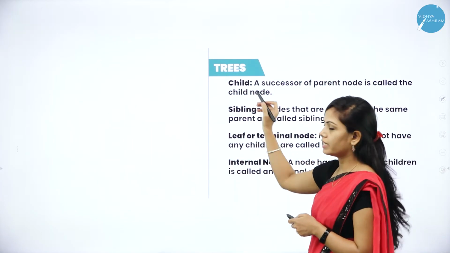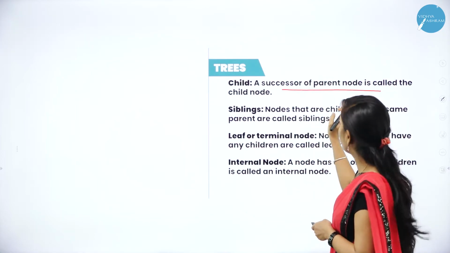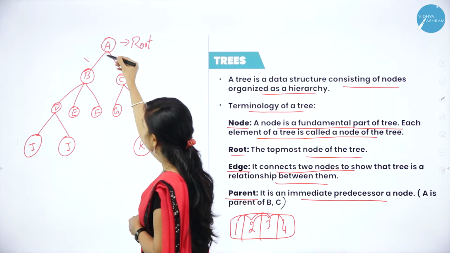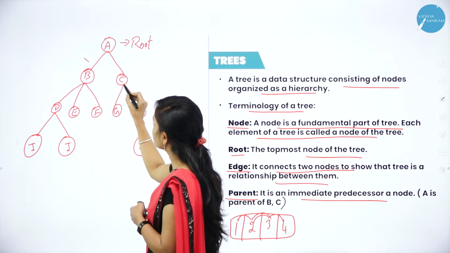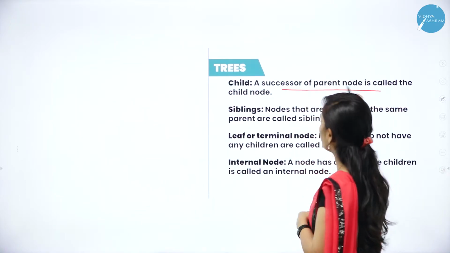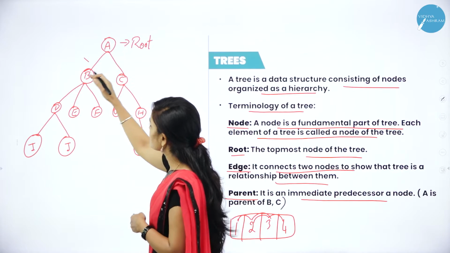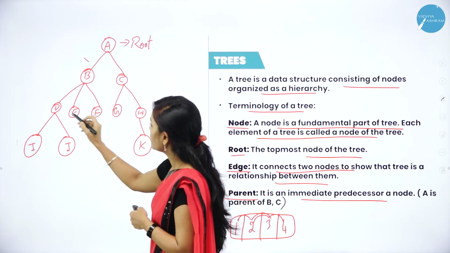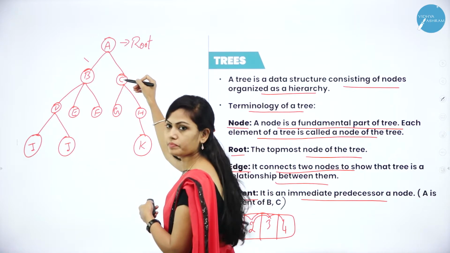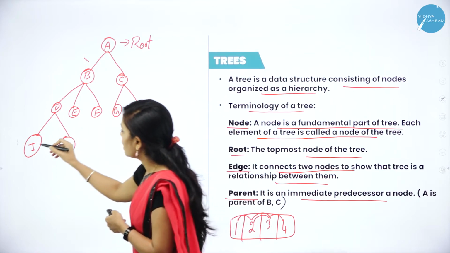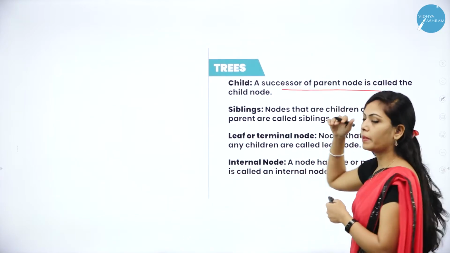And next we have child node. A successor of a parent node is called a child node. Here A is a parent of B and C, and B and C are children of A. These are the successors of this parent node, right? D, E, F are children of B, G and H are children of C, K is a child of H, and I and J are children of D. Child means a successor of a parent node.